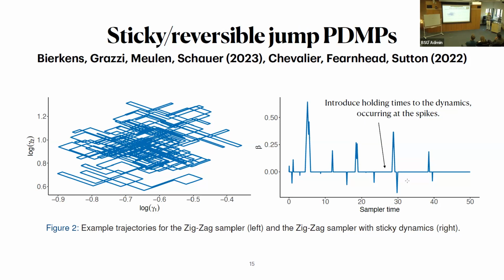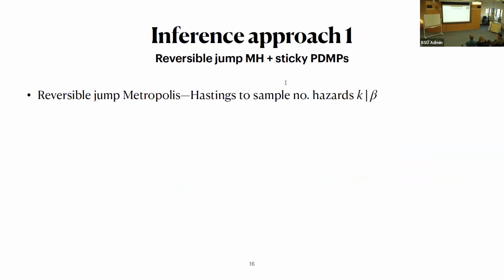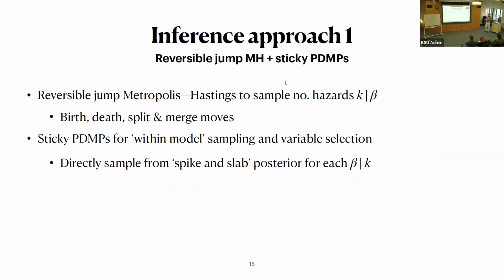Right? So this is what these PDMPs look like, and a particular type of PDMP that allows you to do this. There are two different versions. They're either called sticky or reversible jump PDMPs. So basically, we're using these ideas in 2 different ways. The first one was reversible jump Metropolis Hastings for the number of components, combined with the sticky PDMPs within each number of components to do variable selection. And it worked quite well.